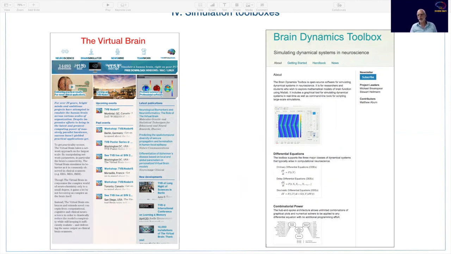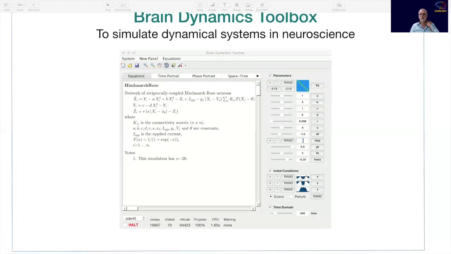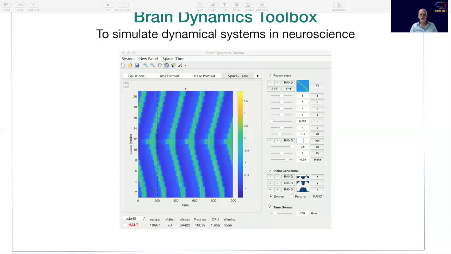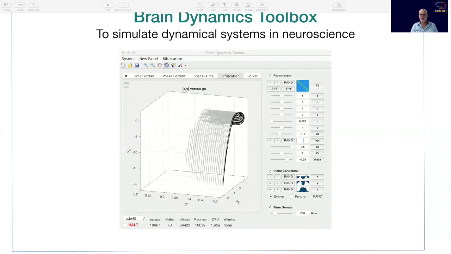If you're a MATLAB maven, and I know there's not many around these days, but if you'd like to learn more about this and you have access to MATLAB, our brain dynamics toolbox can be downloaded. And this is a simpler sort of interactive forum for understanding the sorts of things I've shown in the talk today. It can also scale up, and in fact, these whole brainwaves I just showed were generated in the Brain Dynamics toolbox.